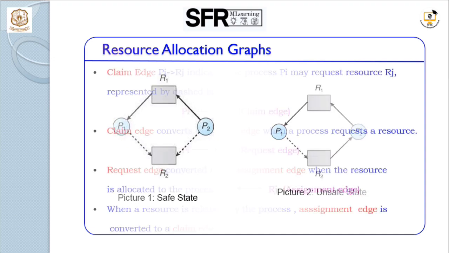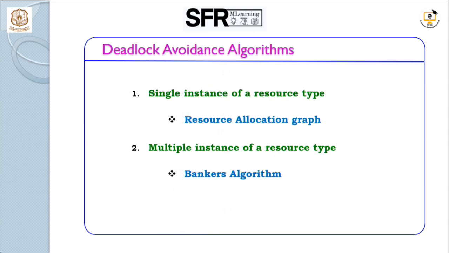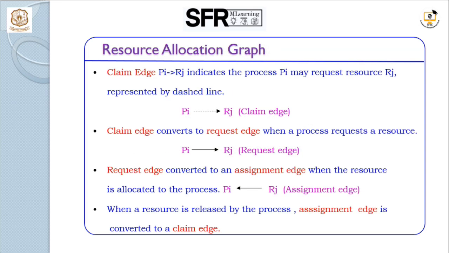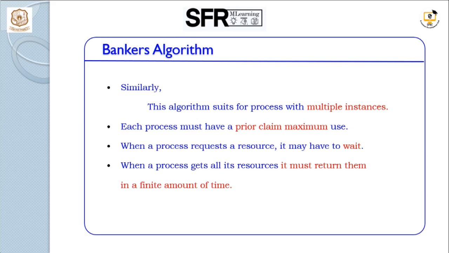As I said earlier, the resource allocation graph suits resources with a single instance. Now, moving on to multiple instances of a resource type, that is, a processor connected to n number of resources like a printer, scanner and other output devices. These kinds of problems can be solved using Banker's algorithm. Banker's algorithm is named after the banking problem, hence it is called Banker's algorithm.